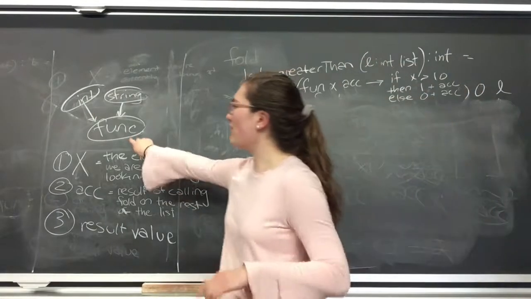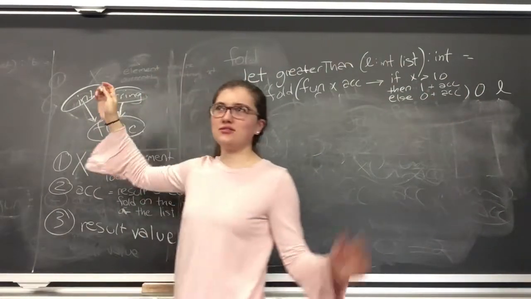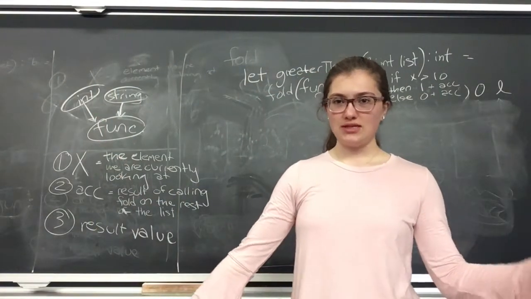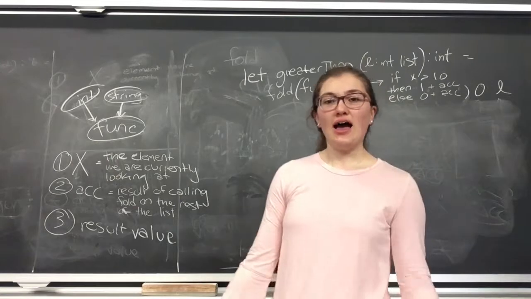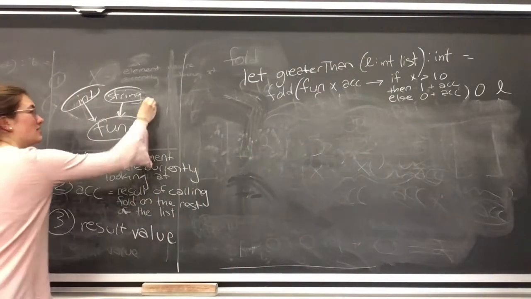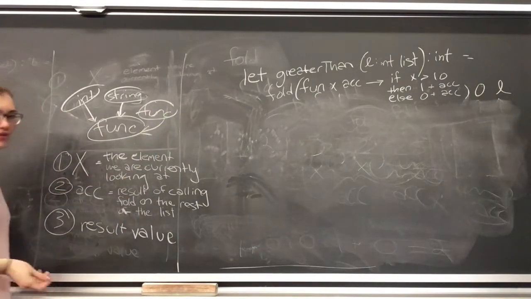So usually when we have a function, the function only takes in ints, strings, int lists, like other data types that we normally see. But fold is a higher order function because one of the values that it takes in is another function itself. So we have a function taking in a function.